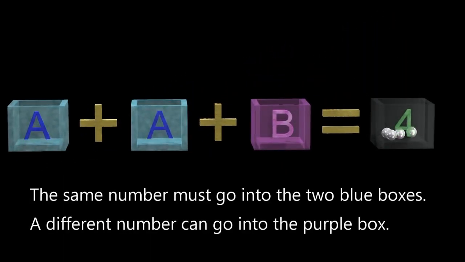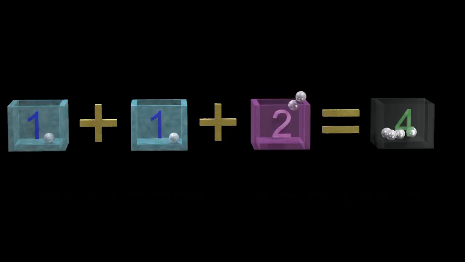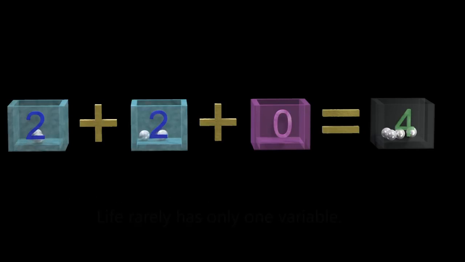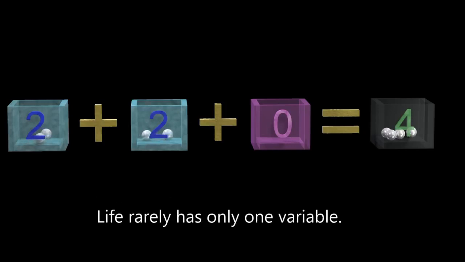The same number must go into the two blue boxes. A different number can go into the purple box. In this case, there are many correct answers. Life rarely has only one variable.